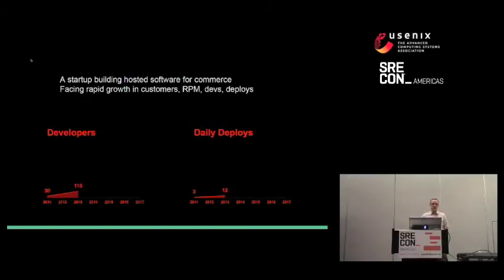If I rewind about 4 years ago, Shopify was a small, privately held company building software for commerce, for retail. We basically provide all the software you need to run a store. And we were in a state of very rapid growth. We'd gone from 30 developers to about 115 over 2 years. And our rate of release, we'd been releasing changes to production about 3 times a day, and we'd double that every year to be deploying about 12 times a day. And that was just 2 sample metrics. Across the board, everything was growing very, very quickly.